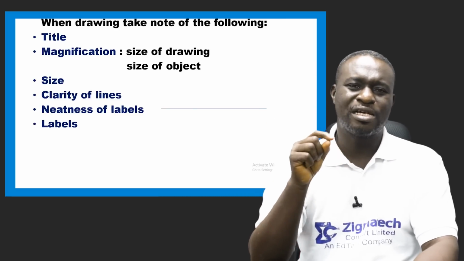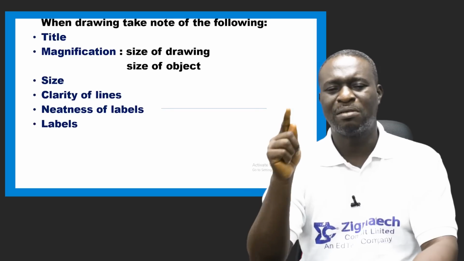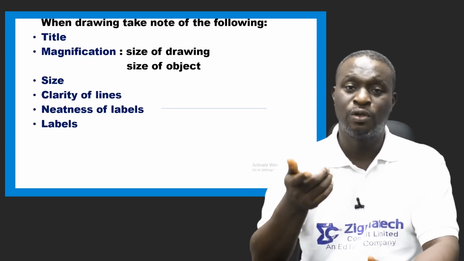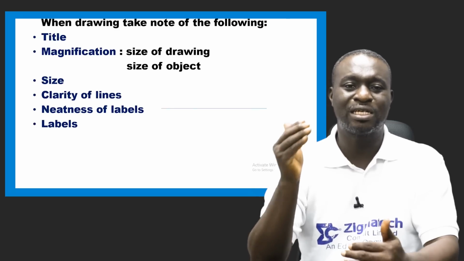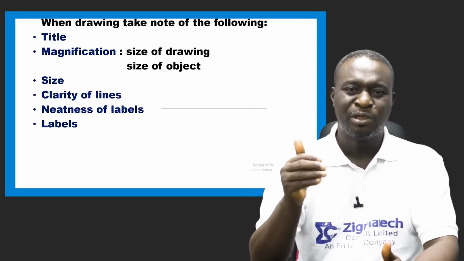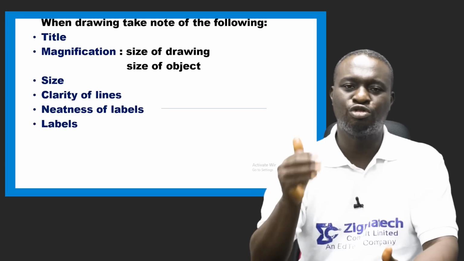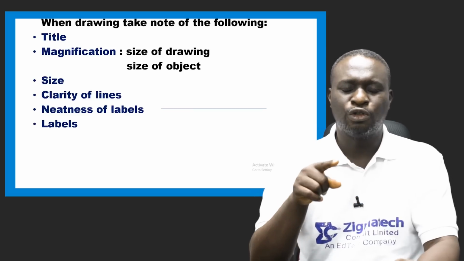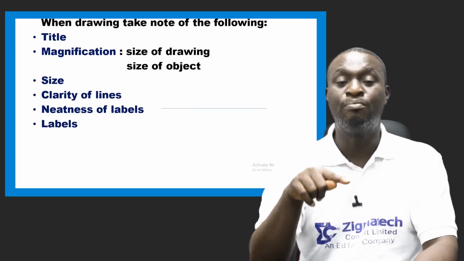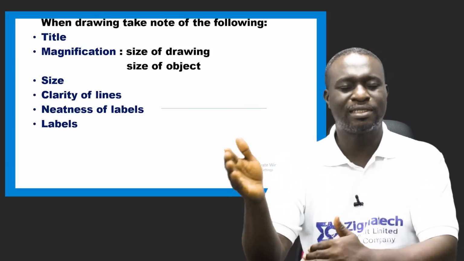Also, another important thing to take note of when drawing is the size. Most times in biology practicals, they will tell you, draw a labeled diagram 6 to 8 cm. Please take note of it. Don't wave it off. What they want is that your diagram should not be below 6 cm, and should not be above 8 cm. That is when they say 6 to 8 cm.